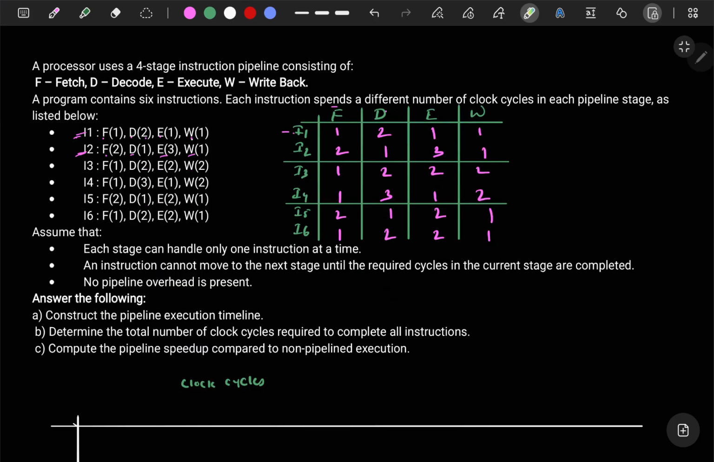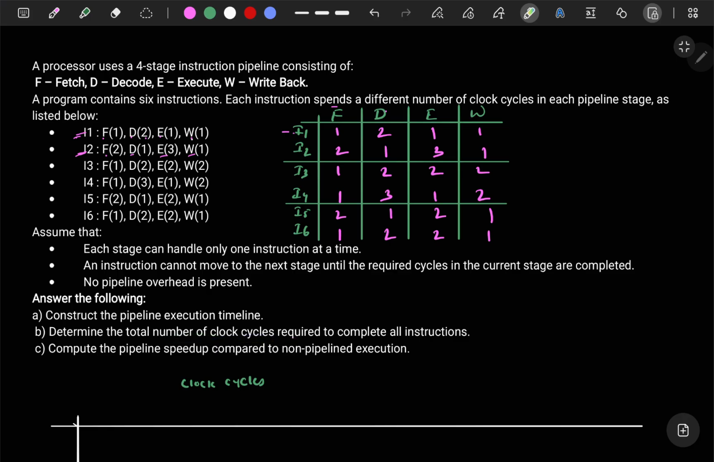Fine. Okay, now we have to solve the question, that is, construct a pipeline execution timeline. Okay, that we are going to see. Then determine the total number of clock cycles required to complete all the instructions. So we will solve this part. Let's see how to calculate the number of clock cycles.